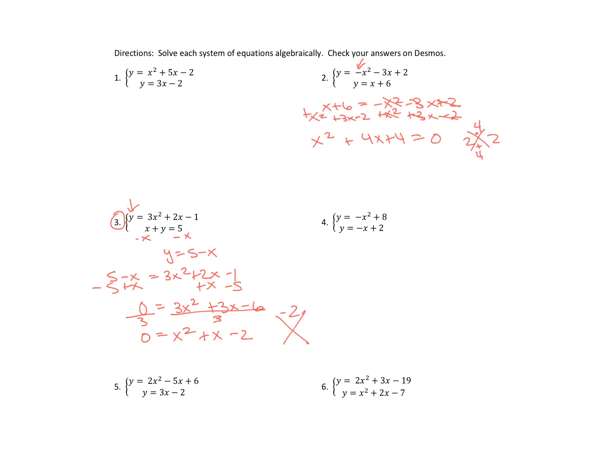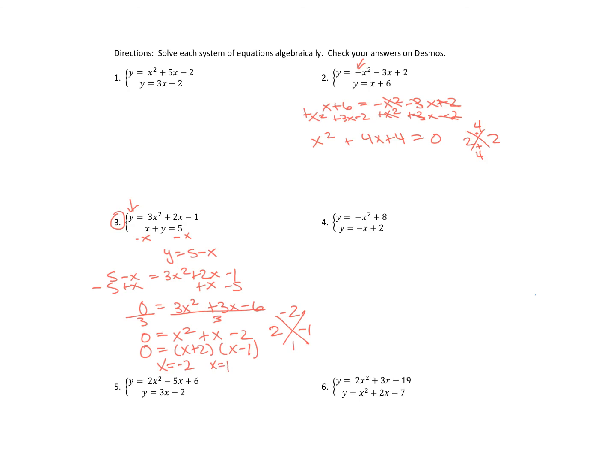I have a -2 on top, a 1 on the bottom. I think to myself what adds to 1 while multiplying to -2. I think that's going to be a +2 and a -1. So I get 0 equals x plus 2 times x minus 1. When I set x plus 2 equal to 0, I get x equals -2. And when I set x minus 1 equal to 0, I get x equals 1.